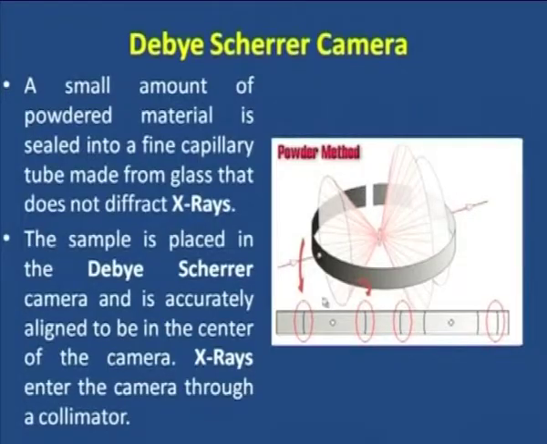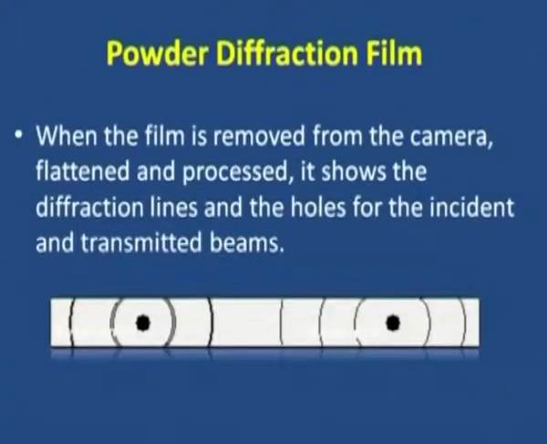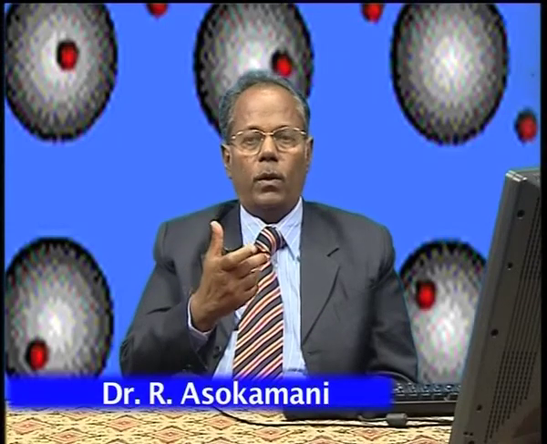The film will be a cylindrical film inside a cylindrical camera. A cylindrical metallic camera will be there, and the sample will be kept at the center, and the film will be kept in this form, right? The cylindrical film is kept. Then this is what you get, and the film, when it is removed, will look like this. Determine what? Determine the crystal structure.